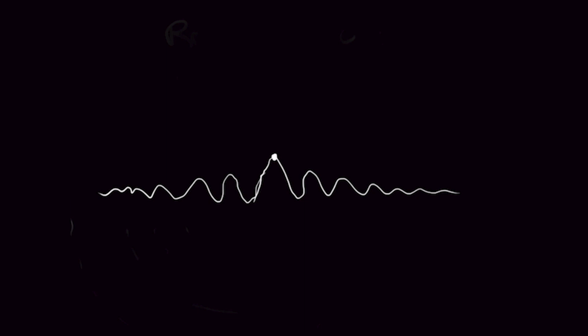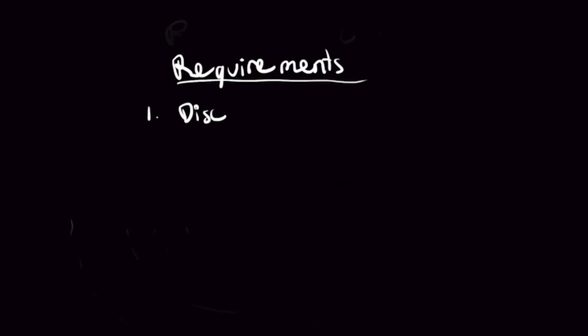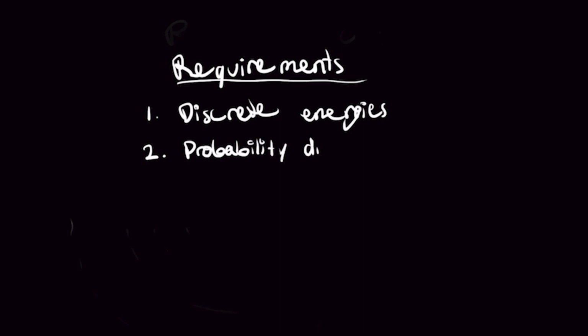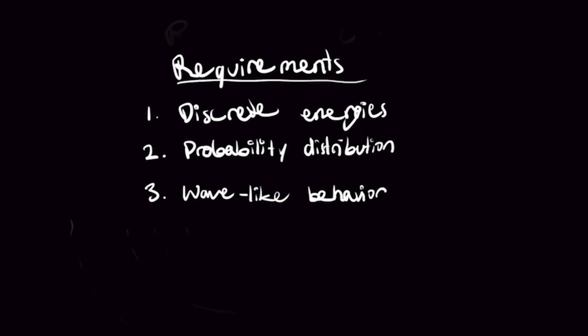Physicists were also observing matter behaving like waves, and the Bohr model fails to explain this phenomenon as well. So, for this new model of the atom, nature's requirements are discrete energy states like before, that doesn't change. Position and possibly other values are modeled by a probability distribution, and matter has to have wave-like behavior. The model that fulfills these requirements is called the Schrödinger model.